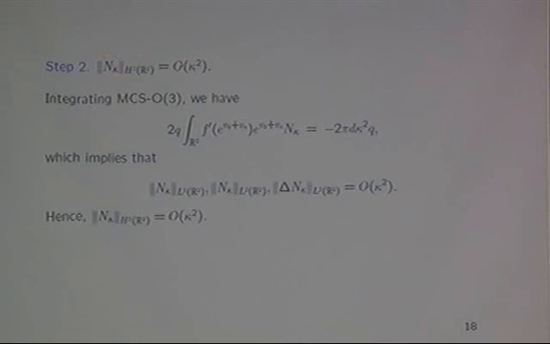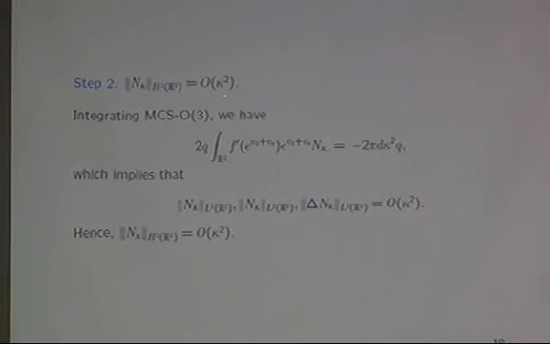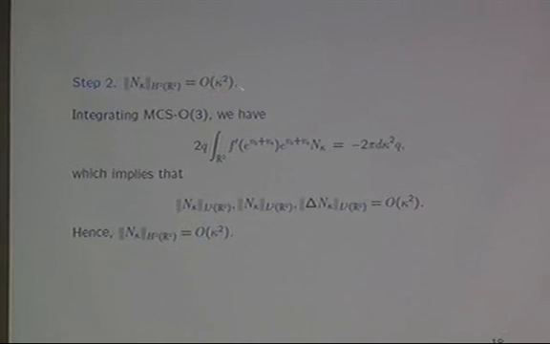Then with this information, we can show that the H2 norm of n kappa tends to 0 with the convergence speed kappa square. Integrating our equation, we can obtain this integral identity. This integral vanishes as kappa goes to 0.